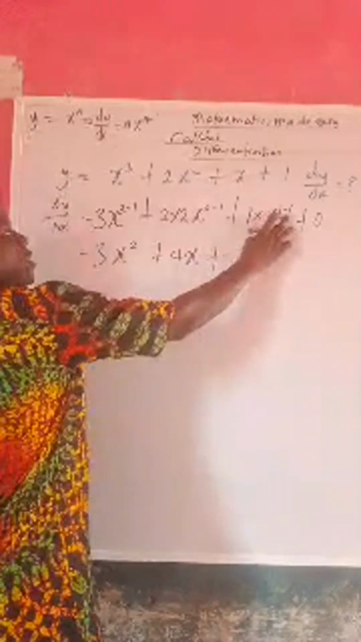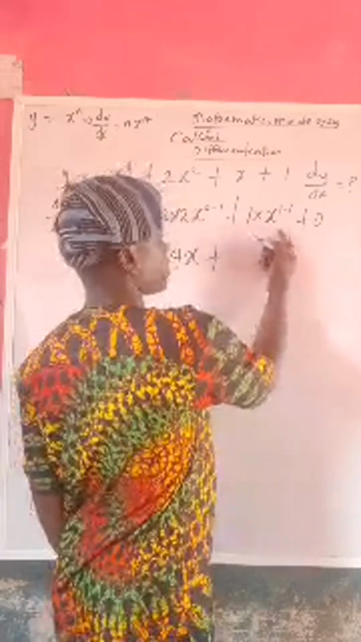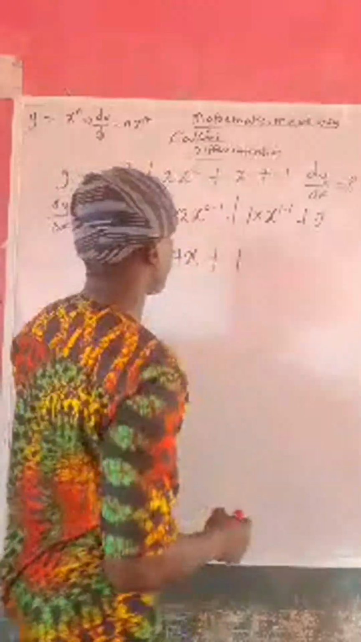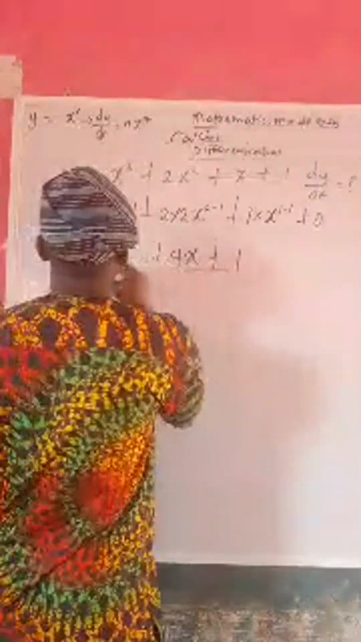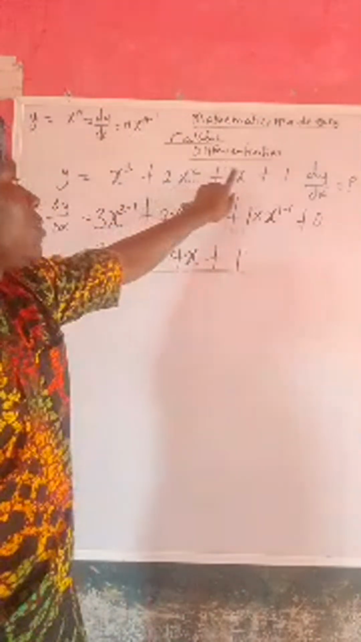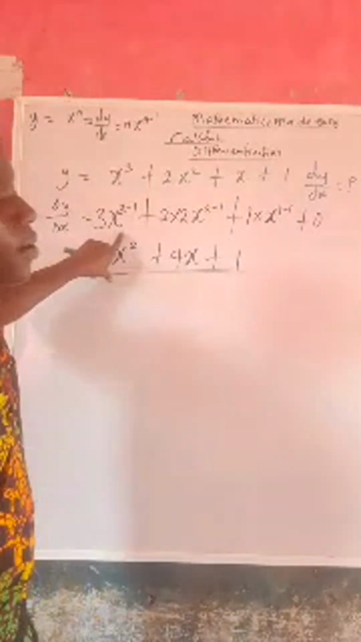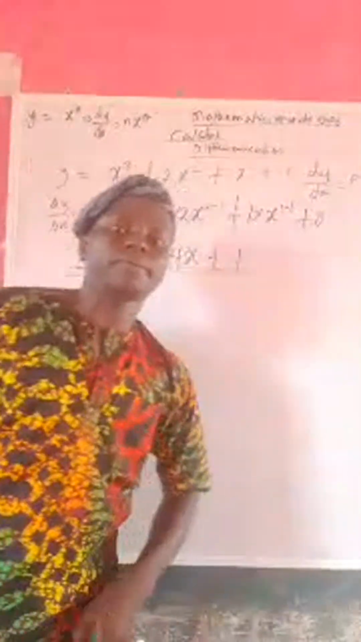Plus, 1 minus 1 is 0. And x raised to 0 will give us 1. And then 1 times 1 will give us what? 1. Alright, so that's the answer. So if we differentiate x cubed plus 2x squared plus x plus 1, you are going to get 3x squared plus 4x plus 1.